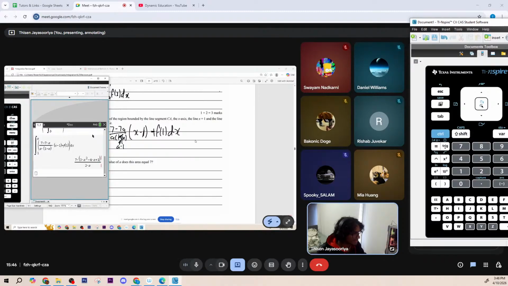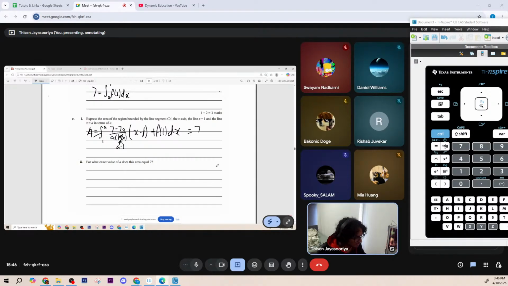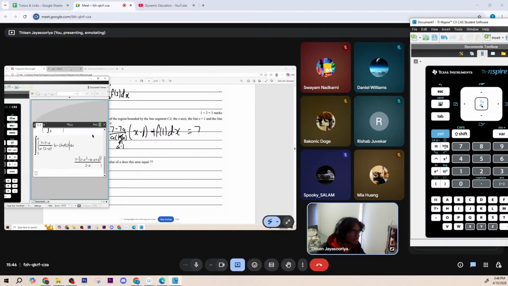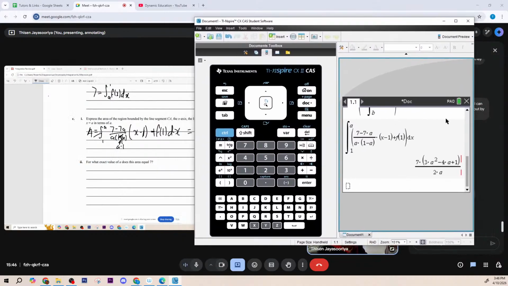Yeah, I get here 7. Just write this whole thing down. Put the calculator on the screen for a second. 7 times 3a squared minus 4a plus 1 over 2a. And then the final question asks me, for what exact value of a does this area equal 7?